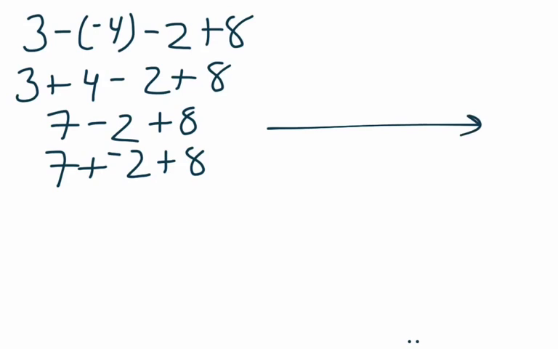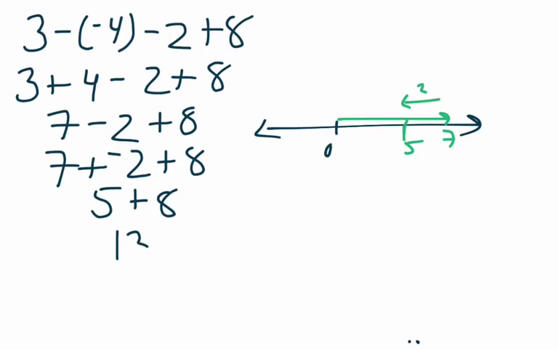And then if you need to, remember this is going to end up being 5. So we go to the right 7, and then we're going to back up 2 more, which is going to land us at the 5. And then 5 plus 8 is 13. You do not need to do all of those steps. I really went overboard with the steps there so that I can clarify exactly what's happening. But in your own personal work, you don't necessarily have to show that much.